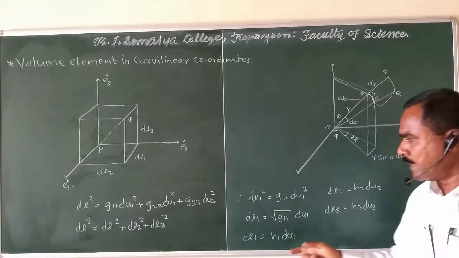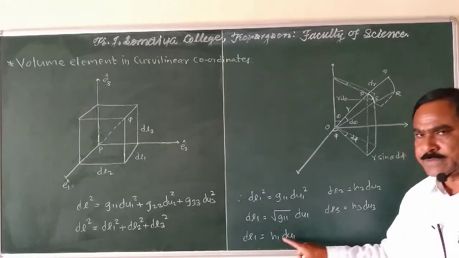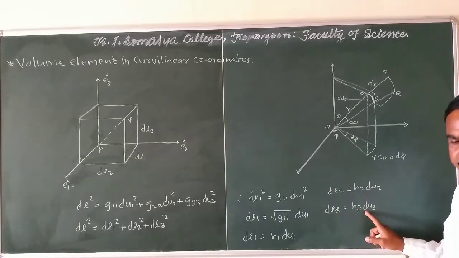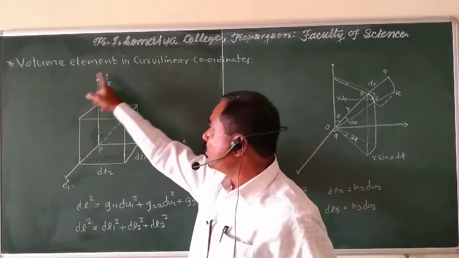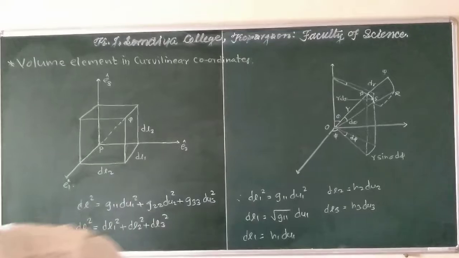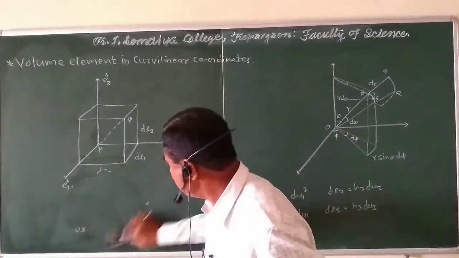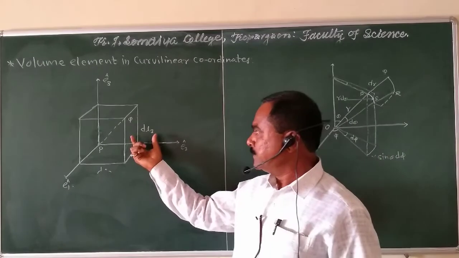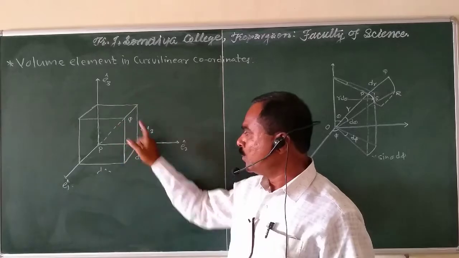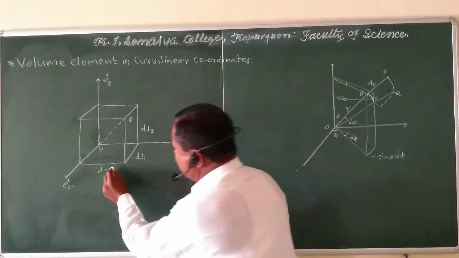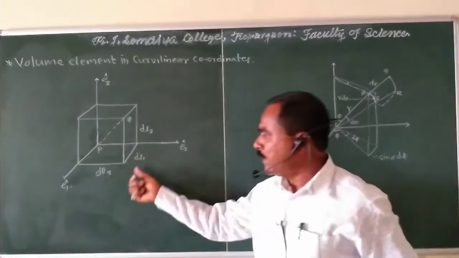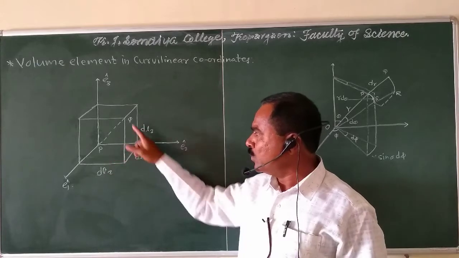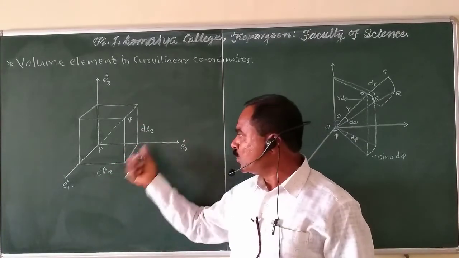So remember these values: dl1 equal to h1 du1, dl2 equal to h2 du2, and dl3 equal to h3 du3. Next, we consider the volume element in the curvilinear coordinate system. Here we consider a parallelepiped of diagonal PQ and edges dl1, dl2 and dl3. This parallelepiped has a diagonal PQ and we consider sides as dl1, dl2, dl3.